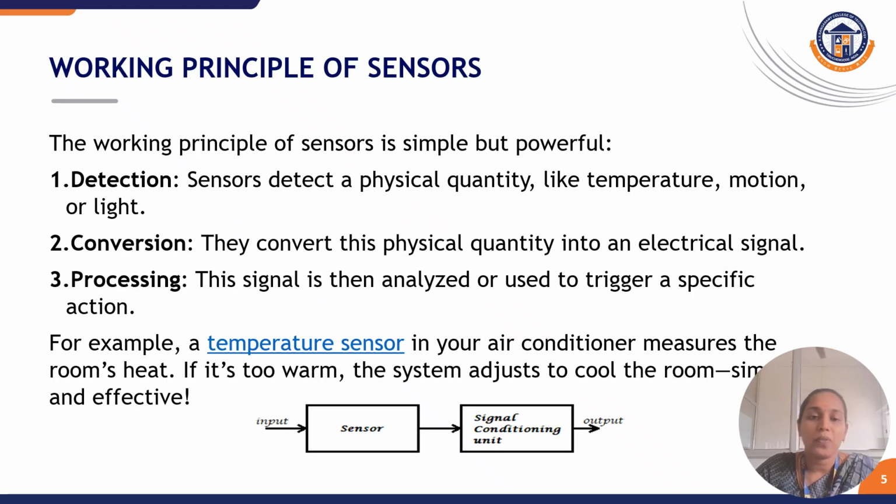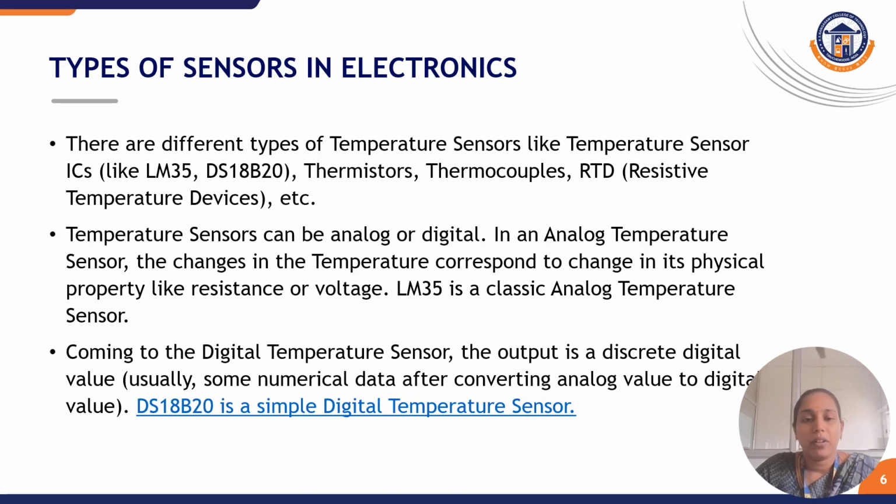Next, the working principle of sensors. The first thing is detection: the sensor detects a physical quantity like temperature, motion or light. The next thing that happens is conversion: it converts this physical quantity into an electrical signal. Next is processing: the signal is then analyzed or used to trigger a specific action. For example, the temperature sensor in your air conditioner measures the room's heat. If it is too warm, the system adjusts to cool the room. Simple and effective. So here are the types of sensors: temperature, humidity, and various other types.